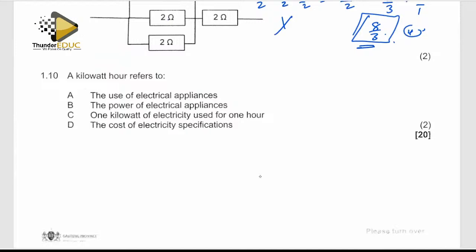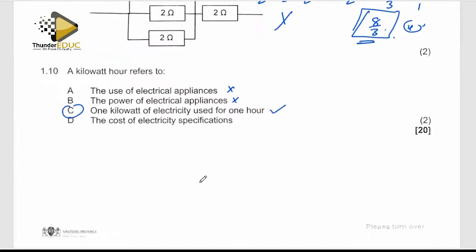Then 1.10, they're telling us that a kilowatt hour refers to the use of electrical appliances. Nope. The power of electrical appliances. Nope. 1 kilowatt of electricity used for 1 hour. Very correct. So 10 is going to be a C.